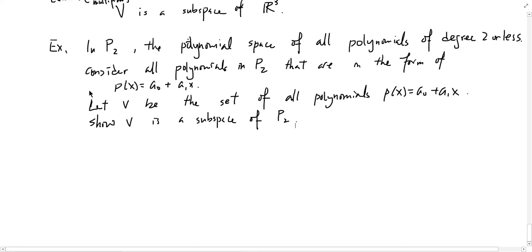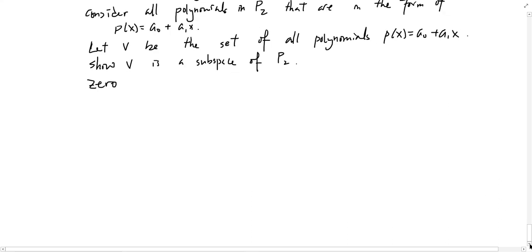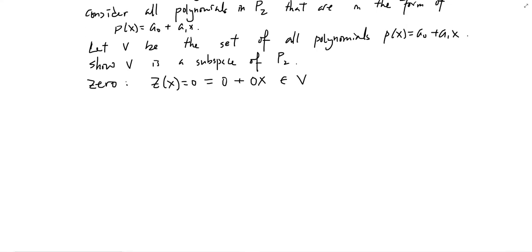So let's start with the 0 element. Does our 0 element exist in our subset? Well, let's see. We call the 0 element in a polynomial space z of x equal to 0, which, if you think about it, is just 0 plus 0x. Therefore, it definitely is in the form of the polynomial that we want, with a specific a sub 0 value of 0 and a specific a1 value of 0. Therefore, it is in our set V, because it's in the form a sub 0 plus a1x. In our case, 0 plus 0x.